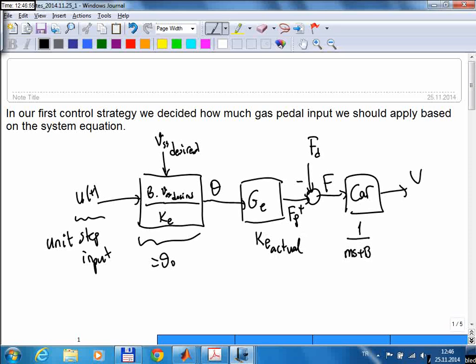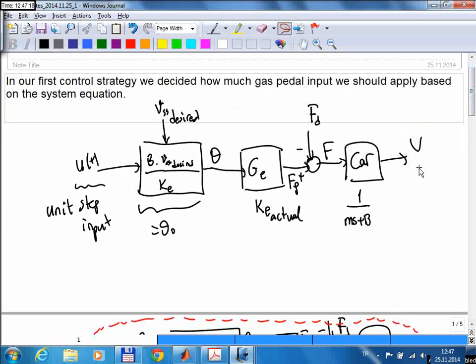If this KE actual number is exactly equal to this KE number here, and on top of all of this, if there is no external force, everything works nicely. So that means if you want to reach 25 meters per second, we precisely reach that speed. So there's no problem.